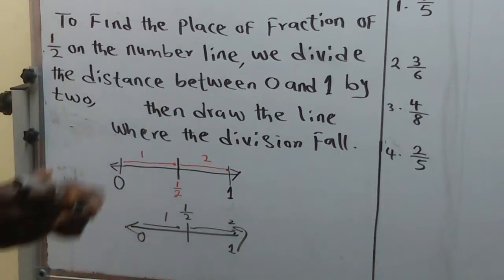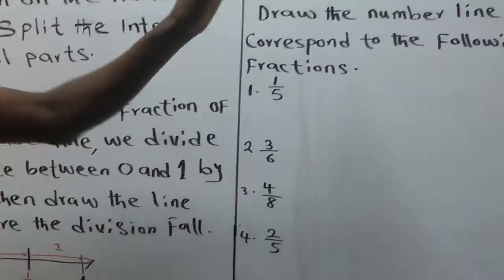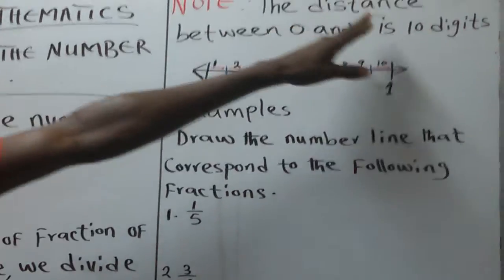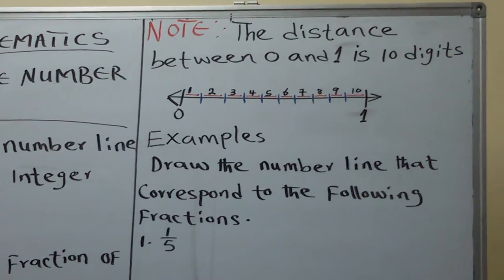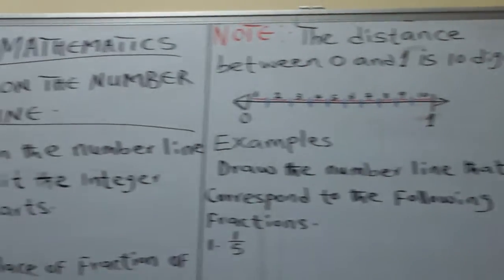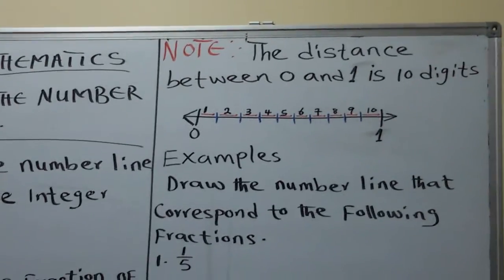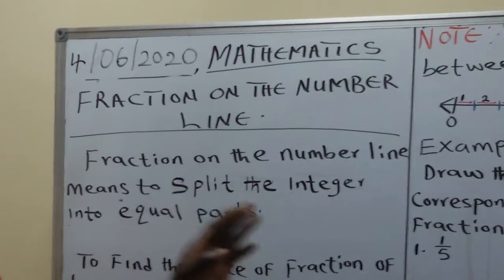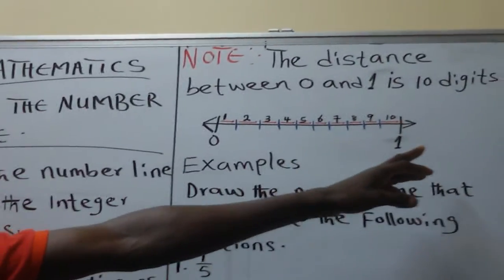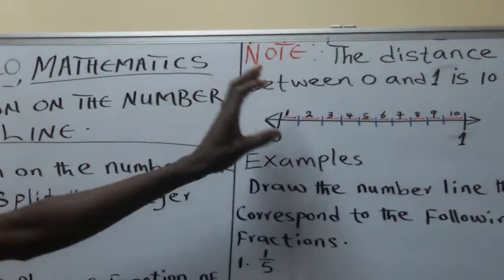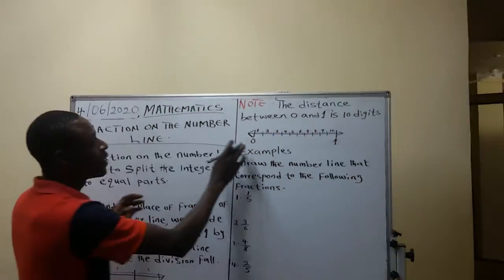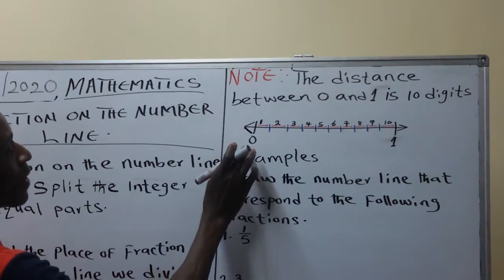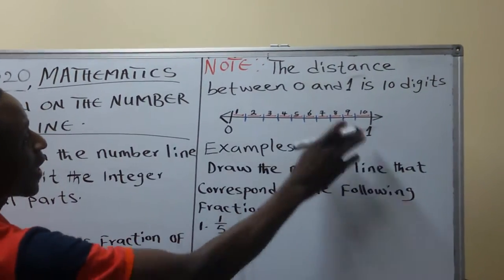Now, note this. The distance between 0 and 1 is 10 digits. You have to know this, that the distance between 0 and 1 is 10 digits. That is why I write it here for you to know that we have 10 digits between 0 and 1.